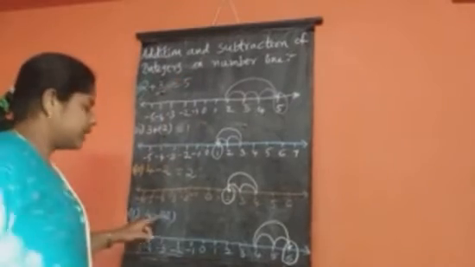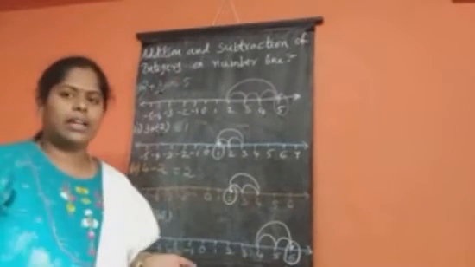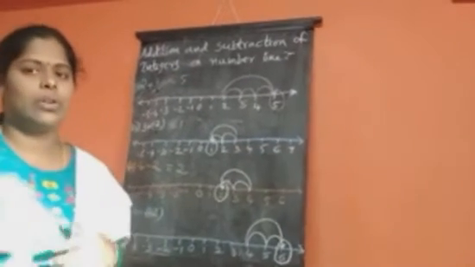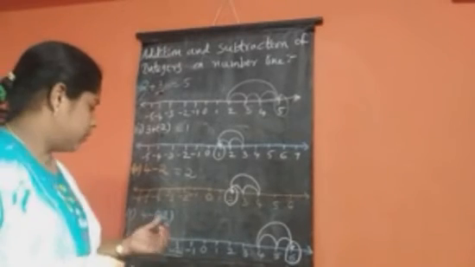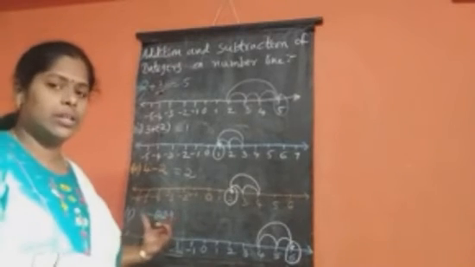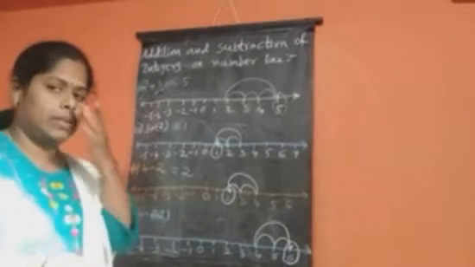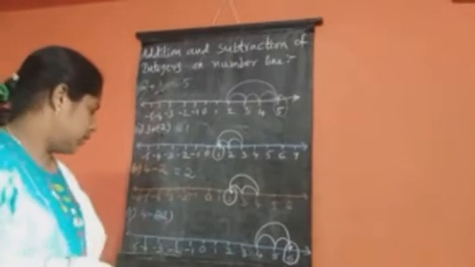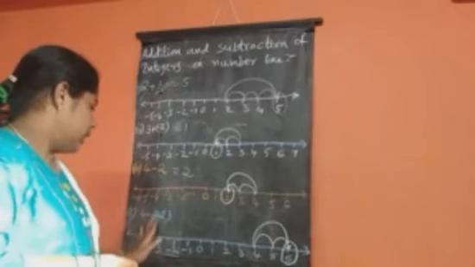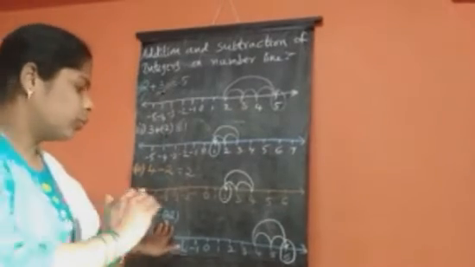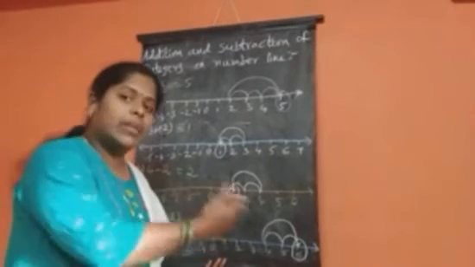Next, 4 minus minus 2. These are all already discussed in our previous class; we are just recalling them now. So 4 minus of minus 2 means here we subtract a negative integer from a positive integer. Here minus 2 is a negative integer and 4 is a positive integer. In this way, we move forward to the right of the number.